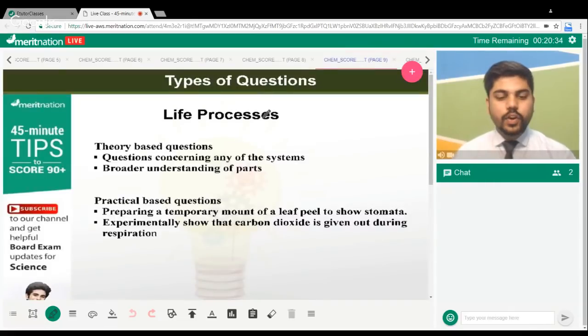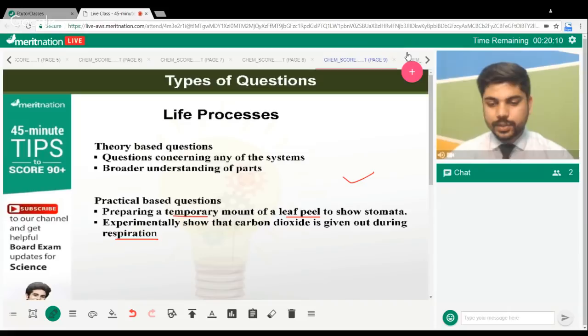If I talk about life processes, yes, from this particular chapter also, practical based questions can be formed, like preparing a temporary mount of a leaf peel to show stomata. Experimentally show that carbon dioxide is given out during respiration. So, yes, again, from life processes, we have discussed practical based questions.